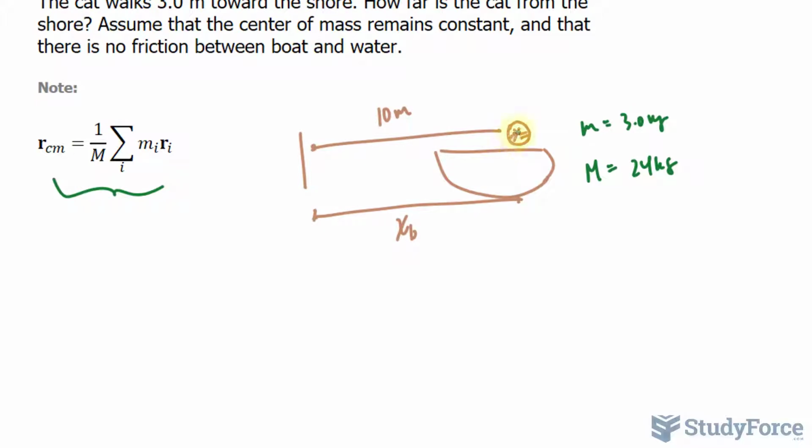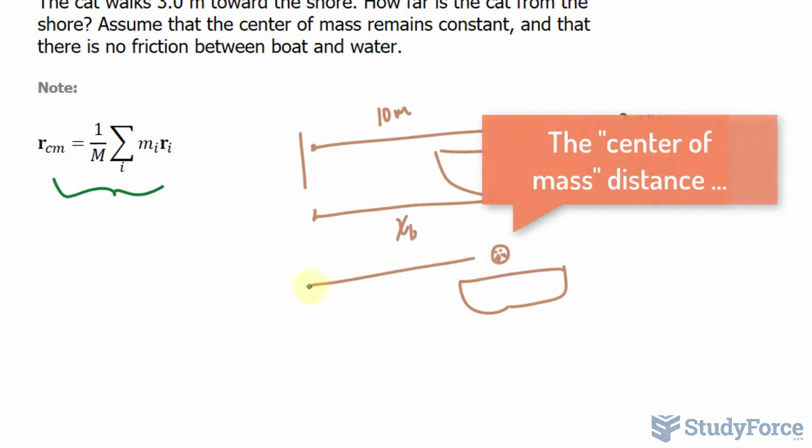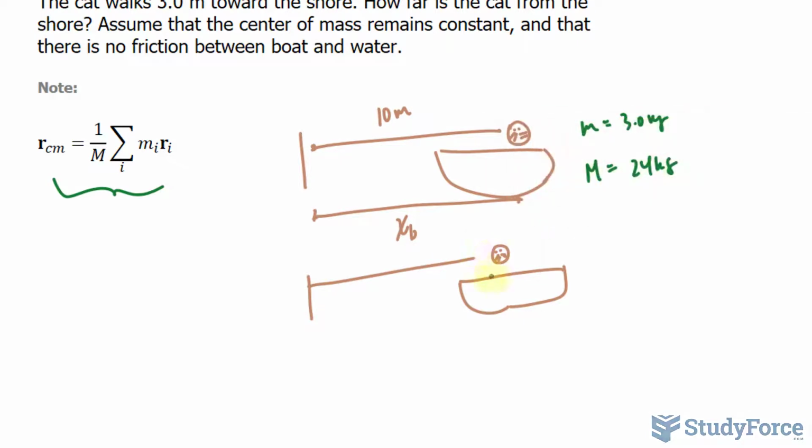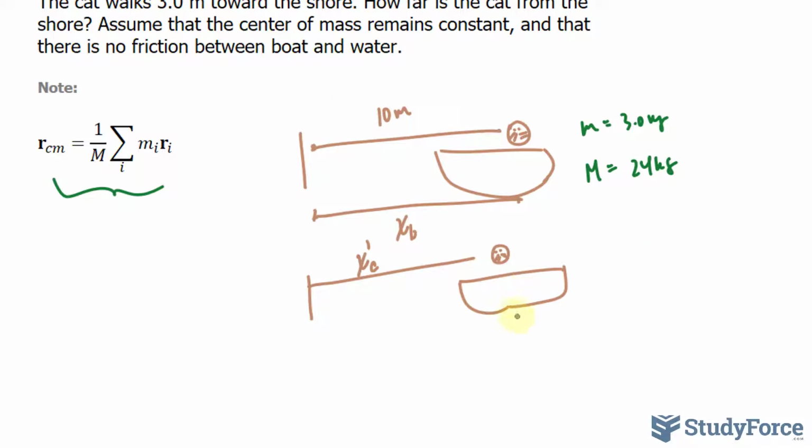Now, in the second scenario, the cat moves 3 meters towards the shore. So let me redraw that, where this cat is now closer to the shore. We don't know the distance from the cat to the shore after it has moved. All we know is that it has moved 3 meters towards it. So I'll represent that as x sub c prime to show the after. And similarly, the center of mass for the boat, we don't know either after the cat has shifted. So I'll represent that as x prime sub b.